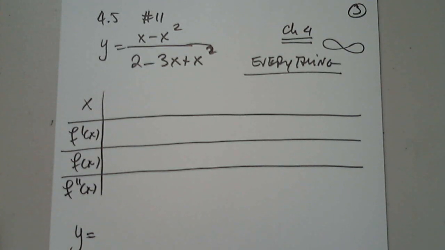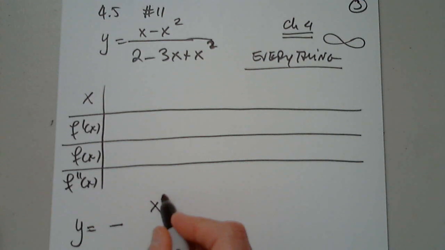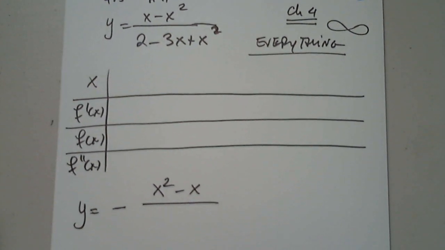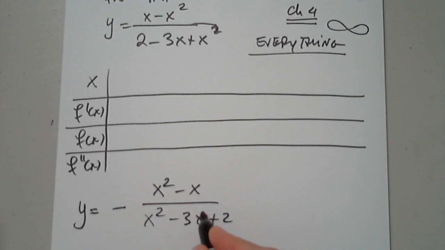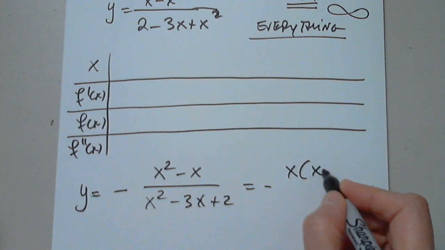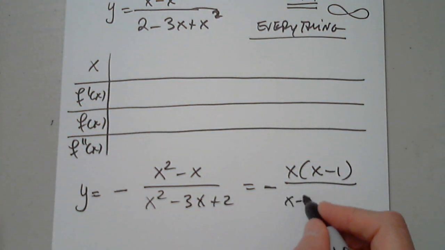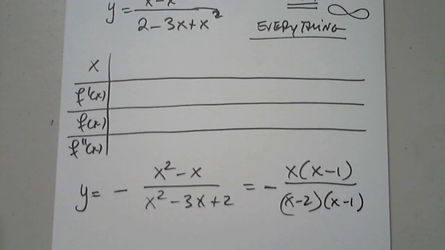If you don't want to say simplify, organize, factor, whatever you want to say, I'm going to say clean it up. So first of all, I don't like the numerator. It's not in descending order. And the denominator is not in descending order. Now it is. Then I will factor out x in the numerator, and I will factor the denominator into x minus 2 and x minus 1.